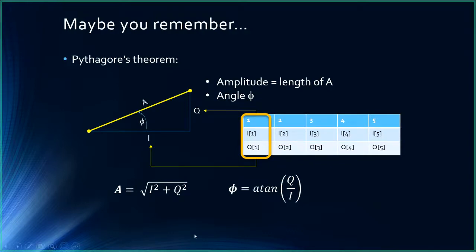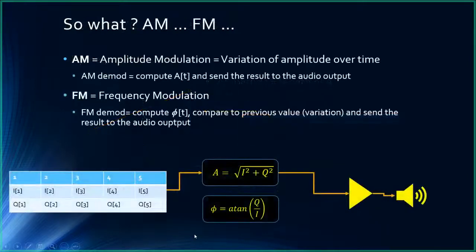So why this? Well, basically because amplitude demodulation is just computing A. We have I and Q, we say the amplitude is the square root of I squared plus Q squared. That's it, and I push this to the loudspeaker. That's done, finished. I have my AM demodulated. Want to listen to FM?